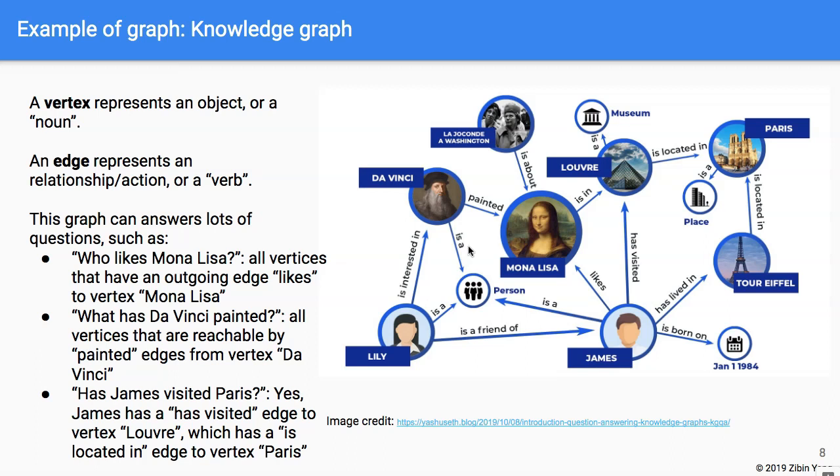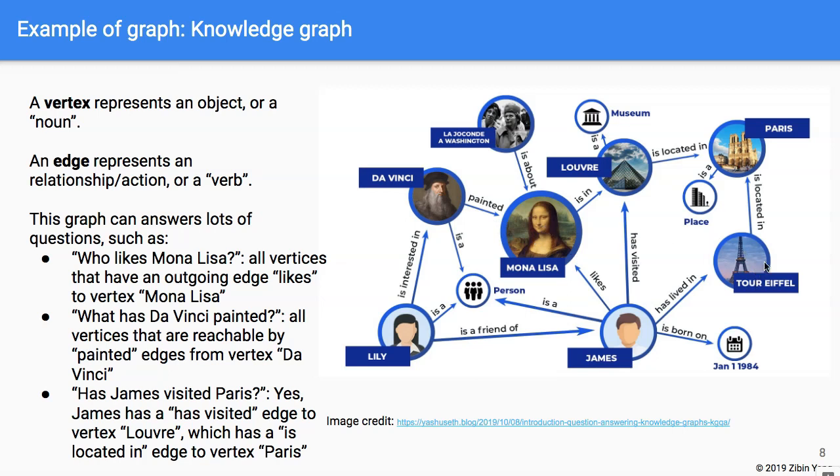Okay, and so as an example, let's say there are two: Da Vinci, the artist, inventor, genius, is represented by a vertex, and then Mona Lisa, one of his paintings, is represented by another vertex. And the relationship between these two is that Da Vinci has painted the painting Mona Lisa. Okay, so that's what this means.